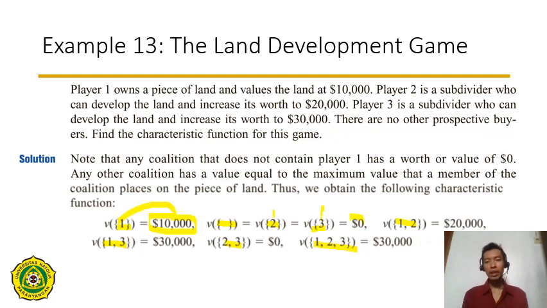Okay. If 1 and 2 form a coalition, the value they receive is $20,000. If 1 and 3, the value is higher, $30,000, because 3 can increase the land's worth up to $30,000. If only the subdividers form a coalition, they receive nothing because there's no land again. And for the grand coalition, the reward they receive is $30,000 because there's a land and there is player 3 who may increase the value of the land up to $30,000. So that's the characteristic function for this game.